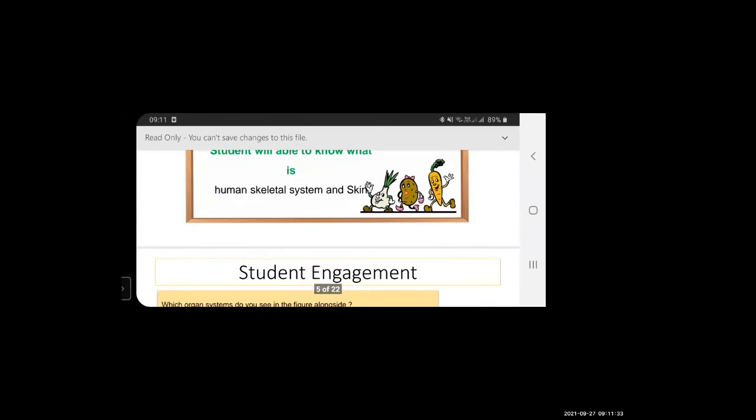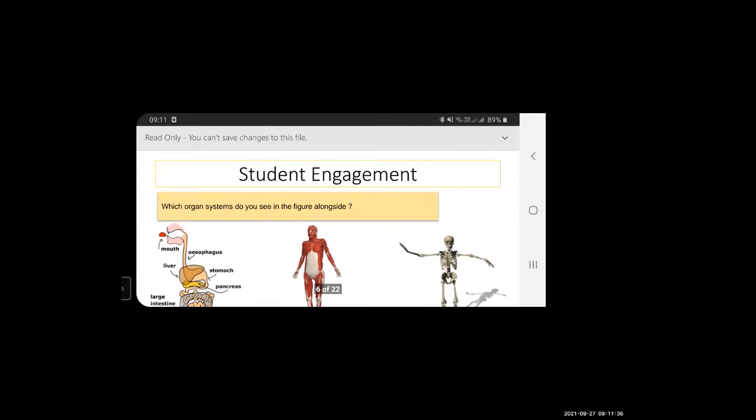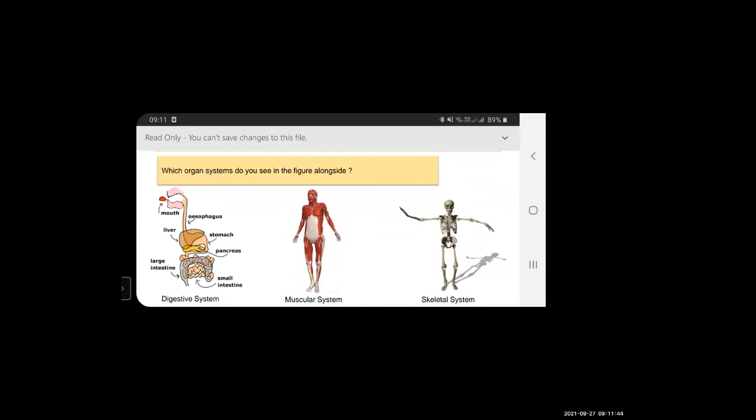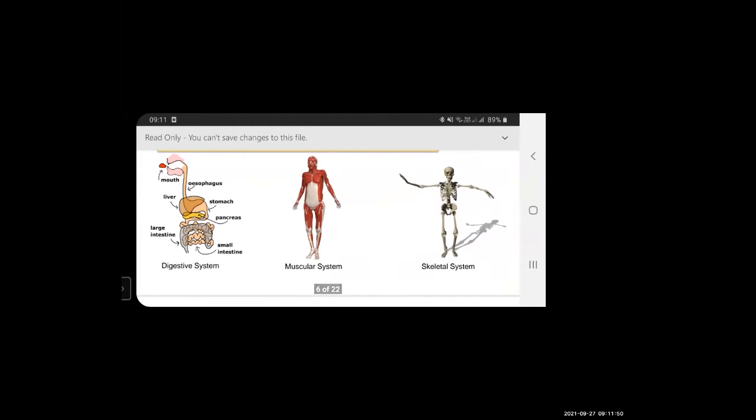First of all, the human body and the skeletal system of the body, which we are going to understand today by seeing this picture. Students, you are going to tell me which organ system you see in the figure alongside. There are three organ systems, right? The first one is the digestive system. This is the human digestive system, a human body structure. First, you can see the mouth, and then the food pipe, which is called the oesophagus. After that, down there, you can see the liver. Then you can see the stomach.